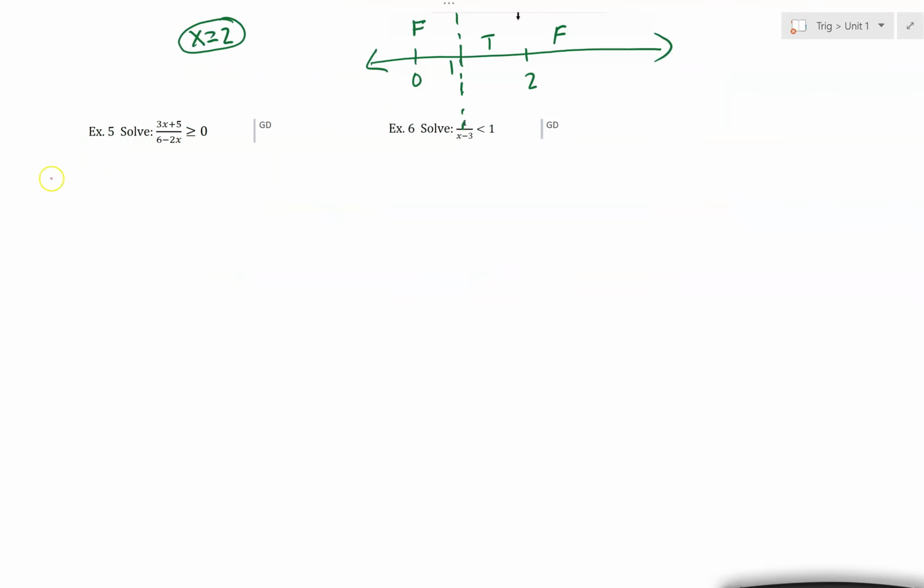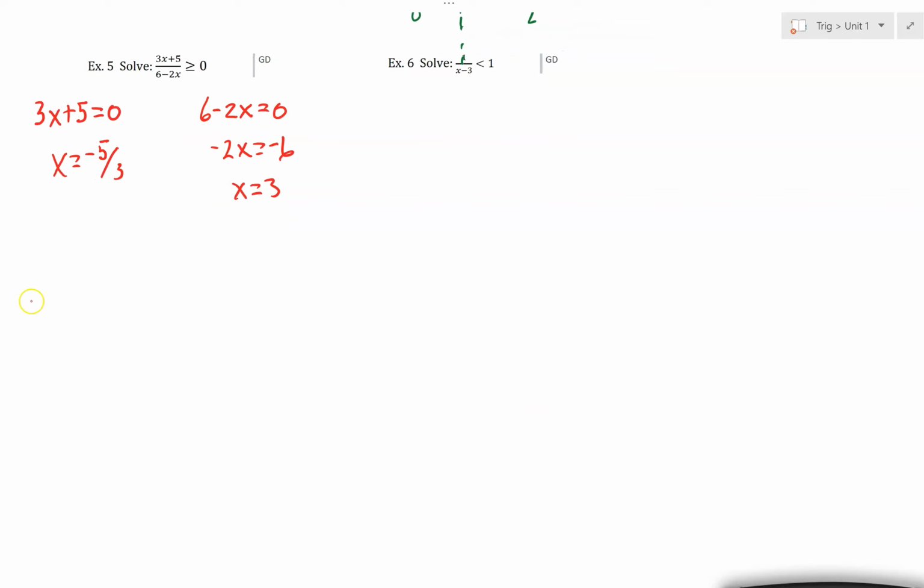So 3x plus 5 is equal to 0, so that means x is going to be negative 5/3. And then this one says 6 minus 2x is equal to 0, so negative 2x is equal to negative 6. X would be positive 3. So, looking at my picture, I know that I've got 1 at negative 5/3. Here's 0. I've got 1 at positive 3.